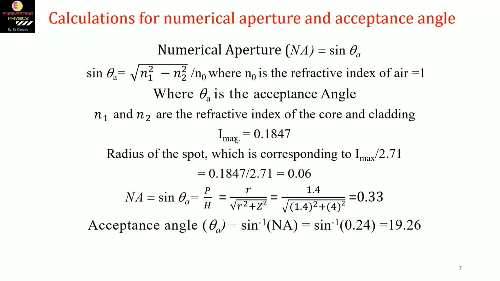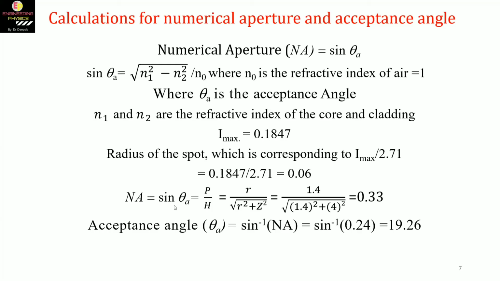I maximum value from the graph is 0.1847. Now the radius of the spot corresponds to I maximum divided by e, and the e value is equal to 2.71. So 0.1847 divided by 2.71, we get 0.016.